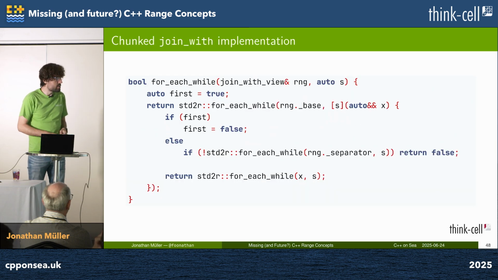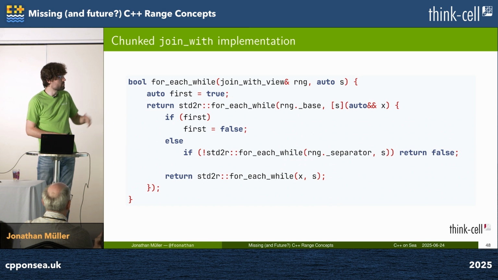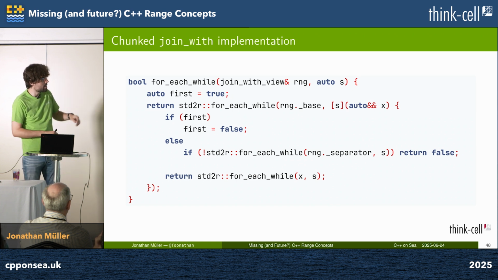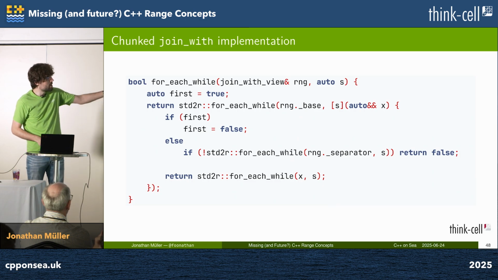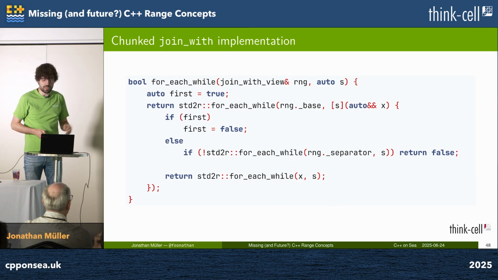And we can make join view propagate this contiguous chunk property. So this is the for each while implementation of join with. It calls for each on each element of the outer range, but whereas the regular join just has the for each while on the inner one, here we also put in the separator in between two elements. So we can propagate the contiguousness, no problem.